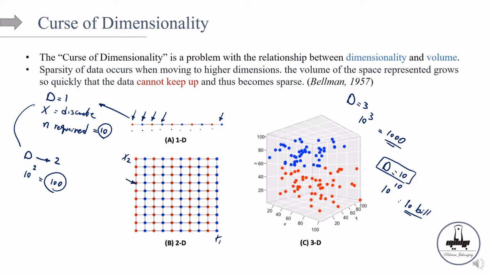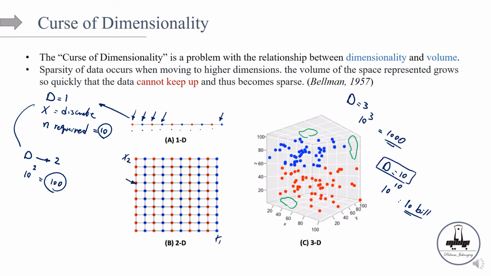So as you can guess, the data cannot keep up with the increase in the number of dimensions, right? So we are going to end up with some sparse data, a sparsity in the data. Let's say here we have a sparsity in the data, here we have a sparsity in the data, and etc., right?